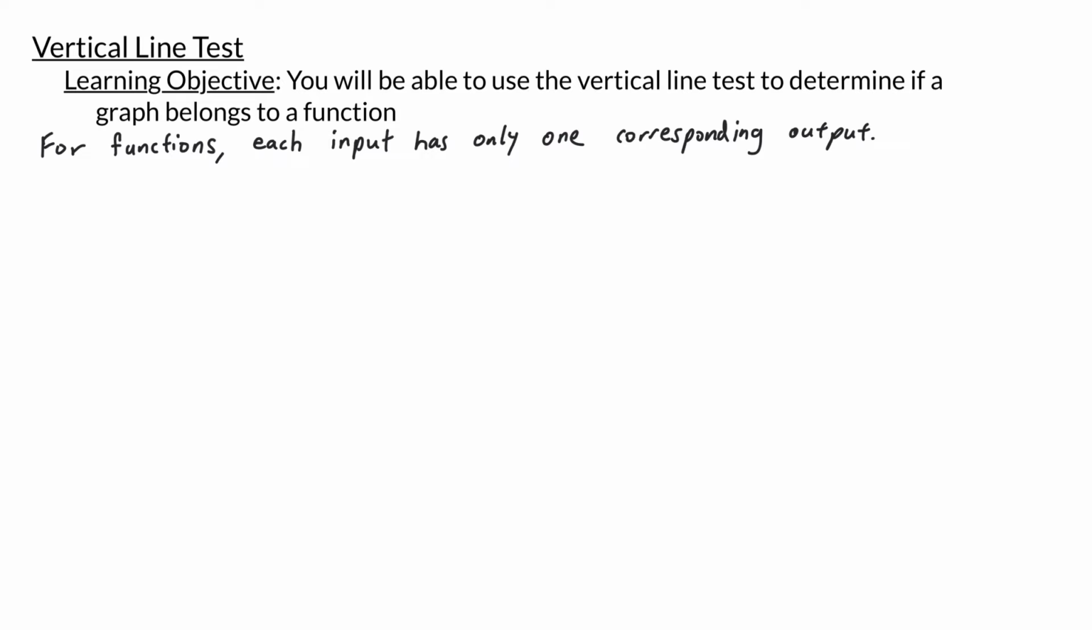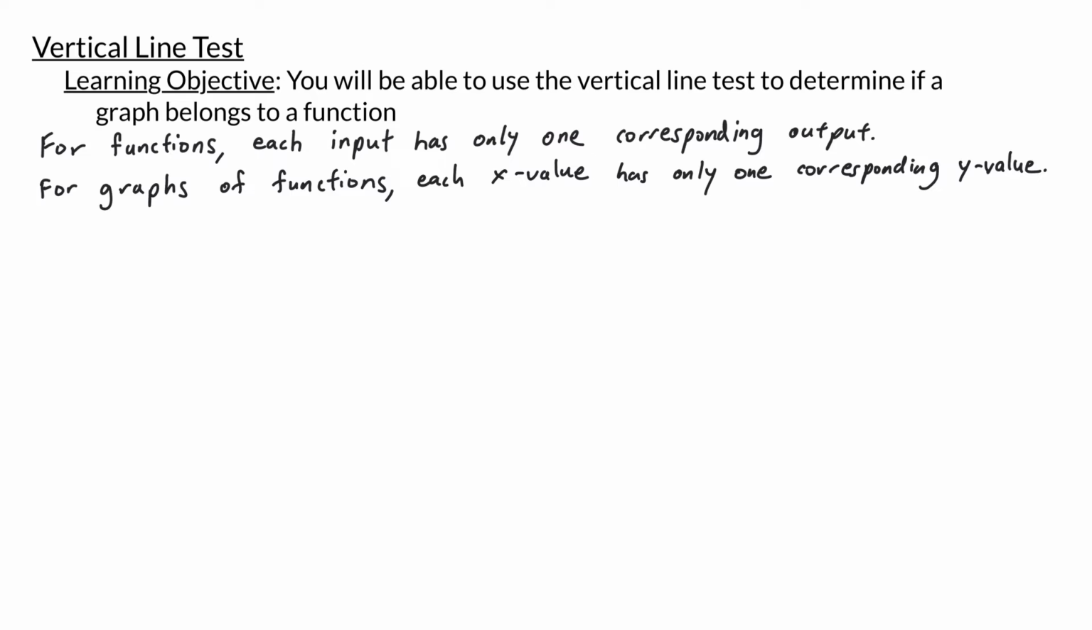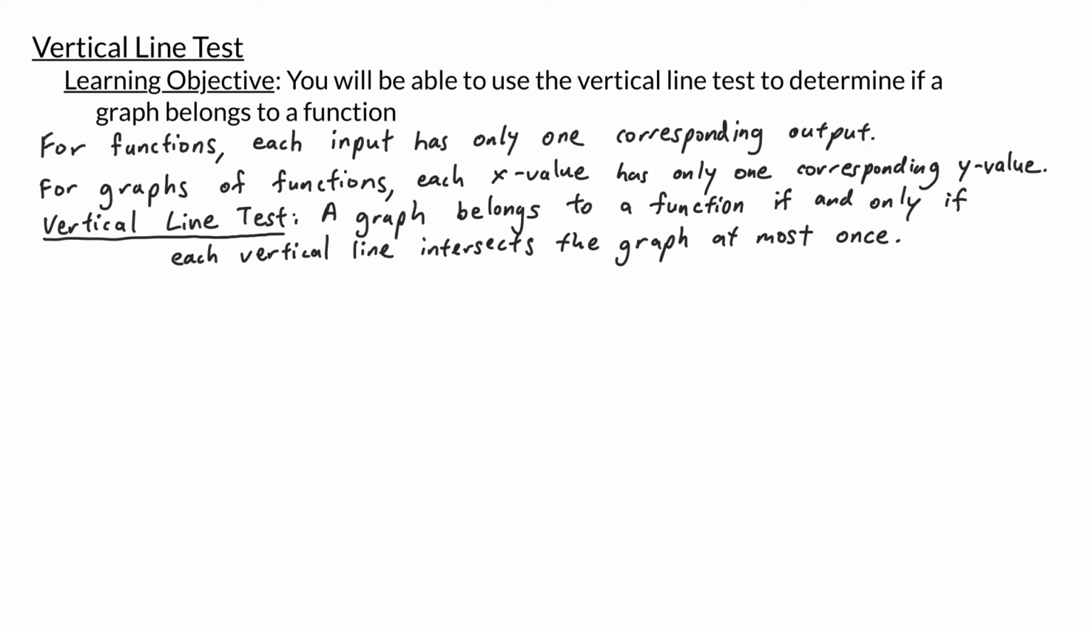And if we think about this in terms of graphs of functions, inputs correspond with x values and outputs correspond with y values. So the statement that we have here is equivalent to saying that for the graph of a function, each x value only has one corresponding y value. This leads us to the vertical line test, which says that a graph belongs to a function if and only if each vertical line intersects the graph at most once.